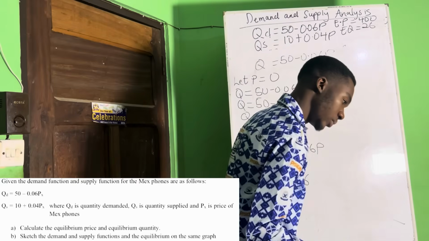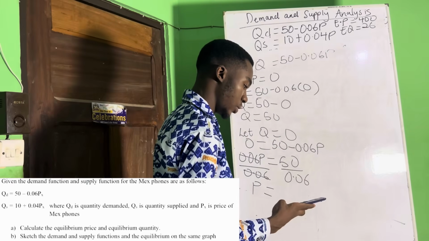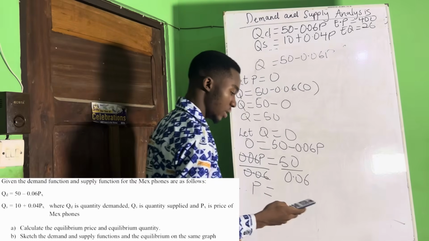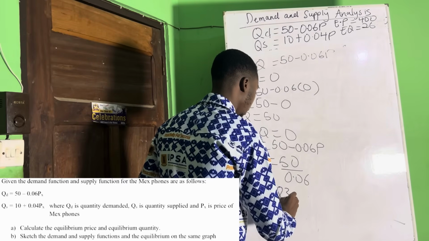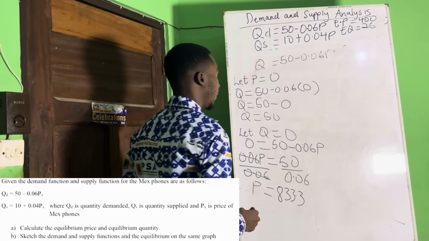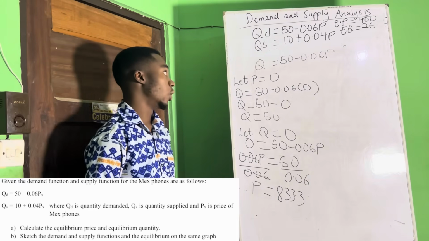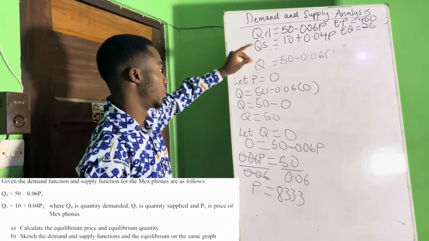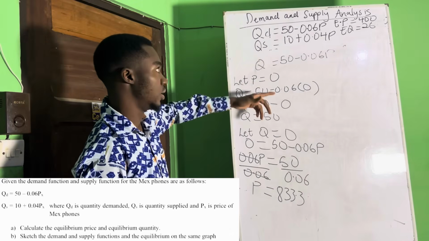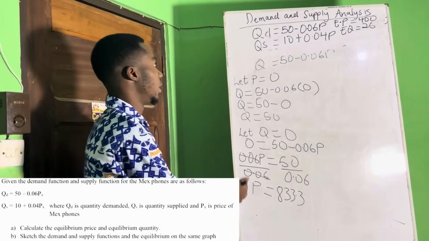Now 50 over 0.06, when you punch it on the calculator, we are getting 833.33. Do you get it? So this is how you do it. Anytime they ask you to find or to draw the graph, you make Q 0, then you find the value, and you make P 0, then you find the value for the other. You get it? So now we're done for the demand function.